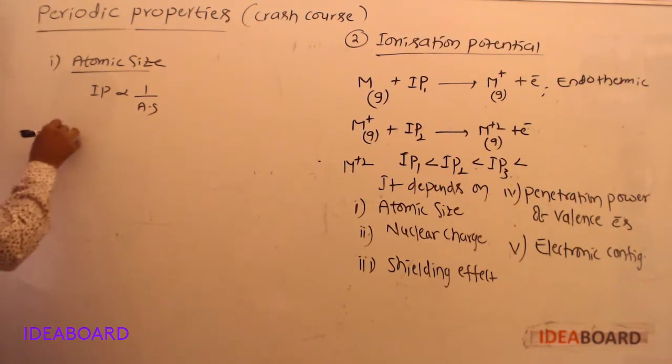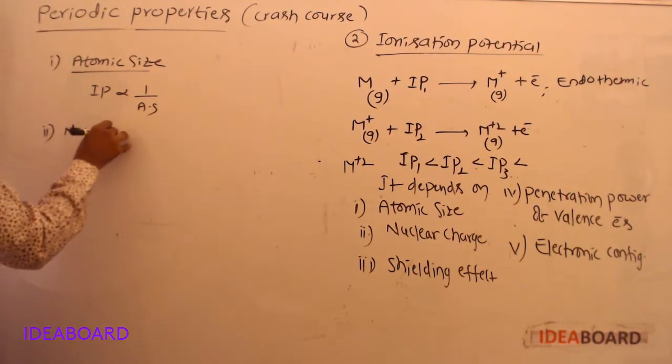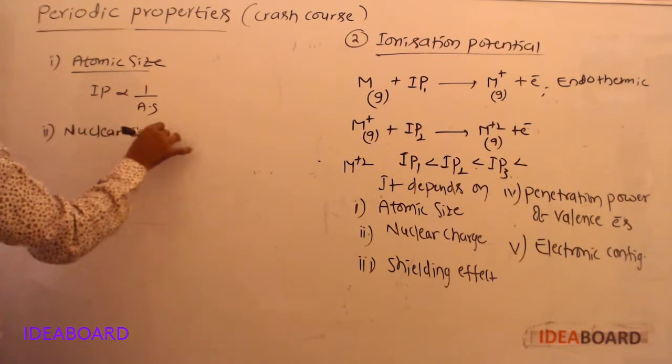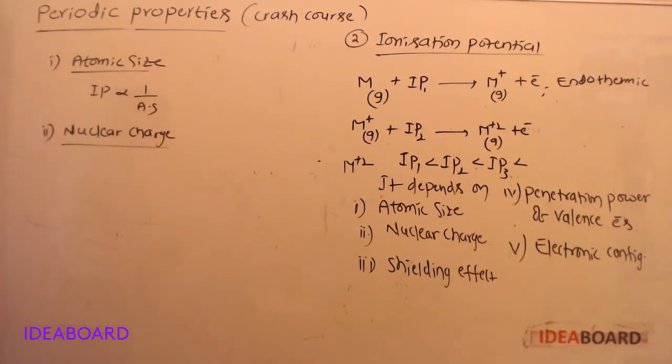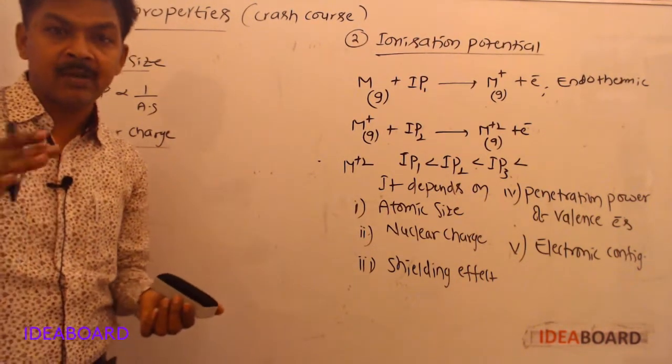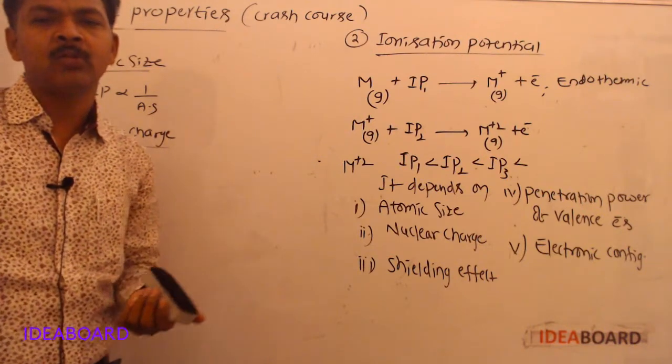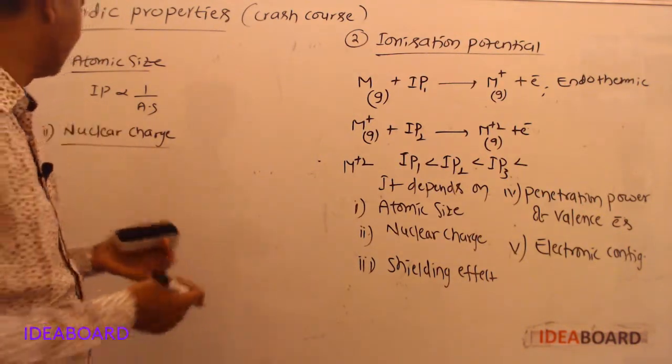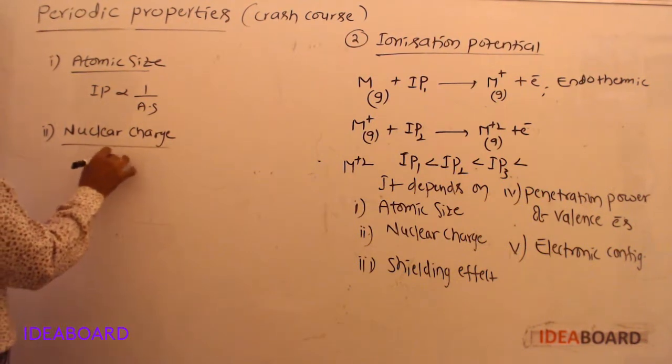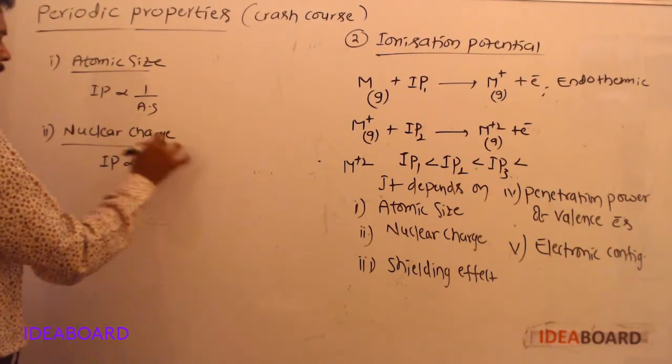Next one, nuclear charge. As nuclear charge increases, the nucleus force of attraction on valence electrons increases, then more energy will be required. So IP increases. So IP is directly proportional to nuclear charge.